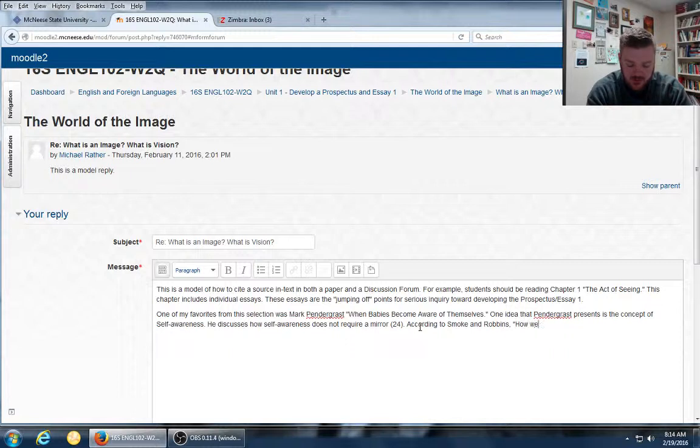how we see and make sense of images depends to some extent on how we see anything at all.